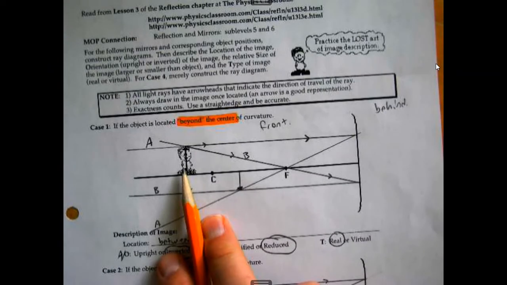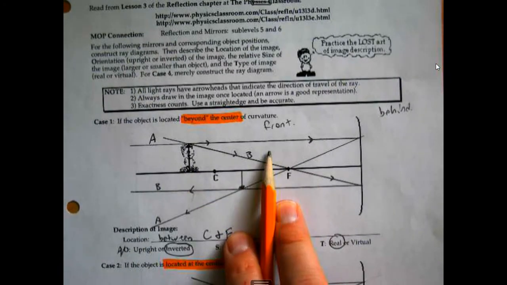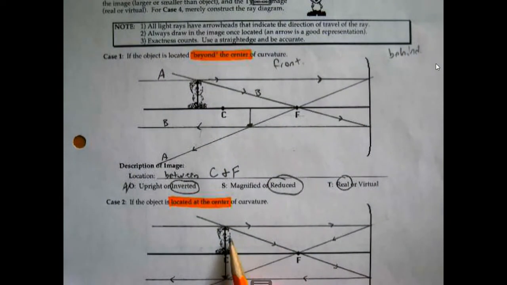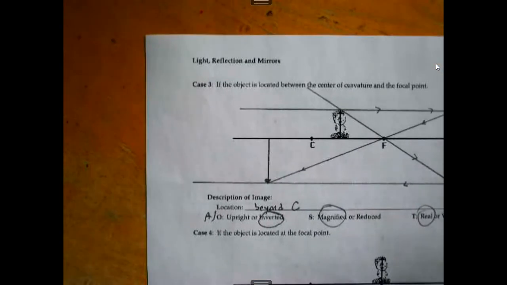We started off here, and the image was smaller than the object. As the object got closer, the image gets farther away from the mirror. So it was between C and F. Now it's at C. Now it's beyond C. And it was small. Now it's bigger. Now it's even larger. Okay. So the key things that we can look at are going to be added to our table a little bit later.